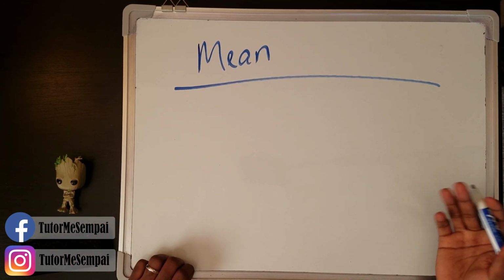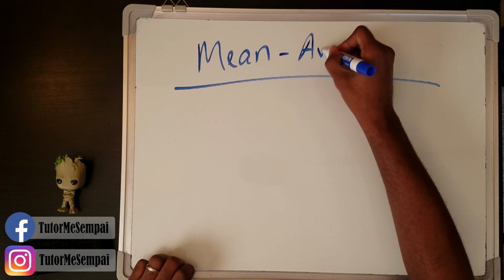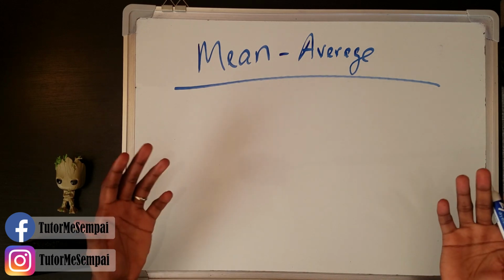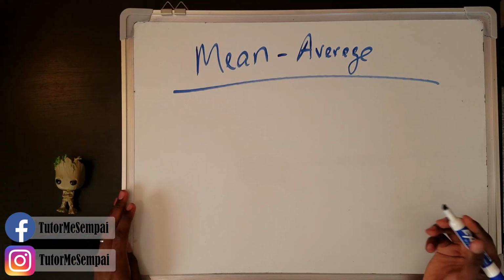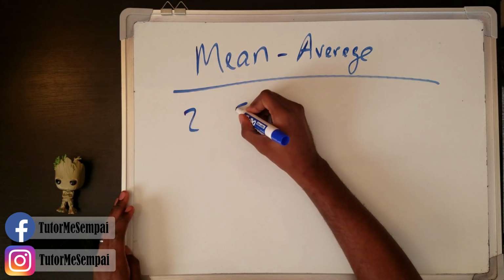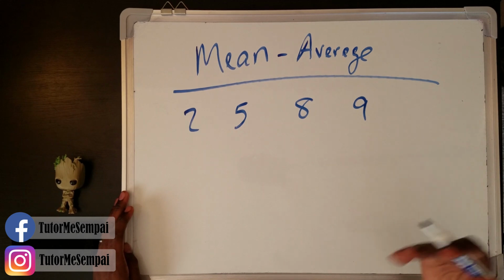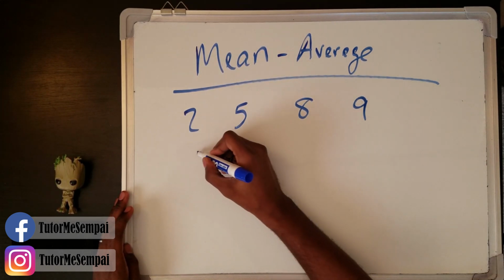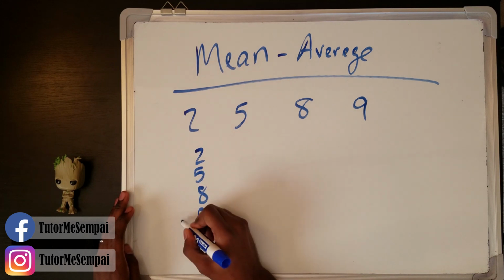What is the mean of a set? Well, it goes by another name, and that other name is the average of the set. So if you know how to find an average of a set of numbers, you know how to find the mean of a set of numbers. So let's say we had the data set 2, 5, 8, and 9. In order to find the mean or the average, the first thing you have to do is add all these up. So that's 2 plus 5 plus 8 plus 9.